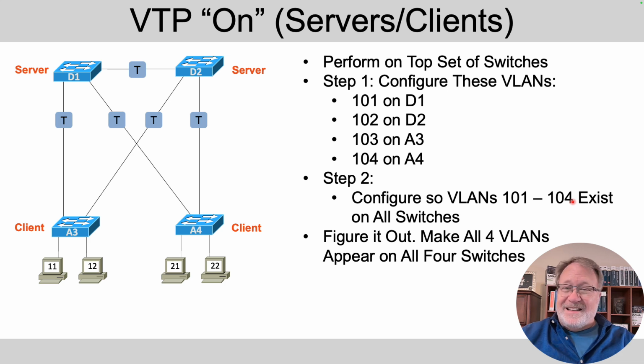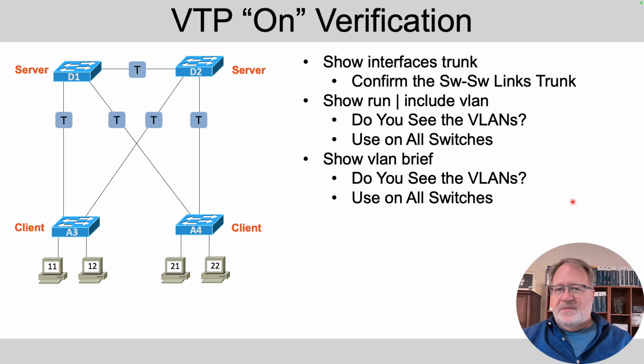So that's the VLAN configuration part for the VTP top topology. You should continue and verify a few things. Show interfaces trunk to confirm that all those links between switches are trunking. And then you should look at show run or show run pipe include VLAN to see if the VLAN commands show up in the running config or not. All right, that's one of the key differences between when you use VTP and you don't. And also you should look for those VLANs in the show vlan brief command output as well. All right. That's with VTP on in the top topology.